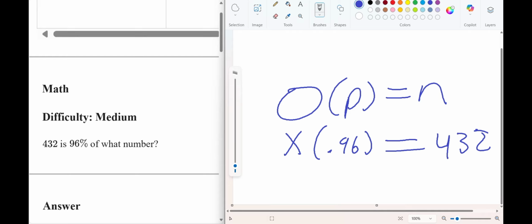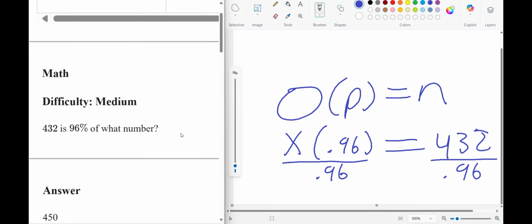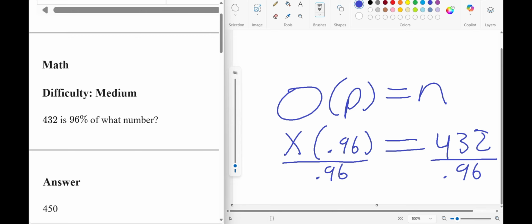Then to get X, we just need to isolate it, so divide by 0.96 on both sides. When you do that, 432 divided by 0.96 will get you to 450. So X in this case should just be 450. We can go here and check our answer. X is 450.